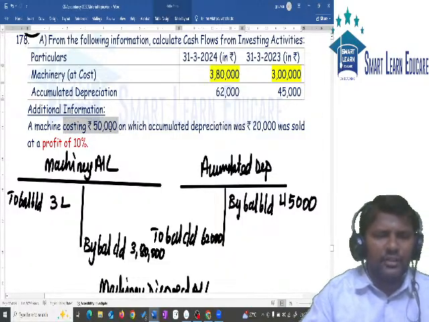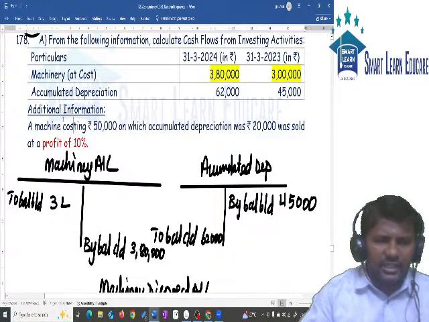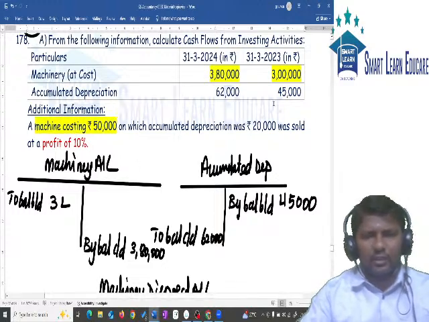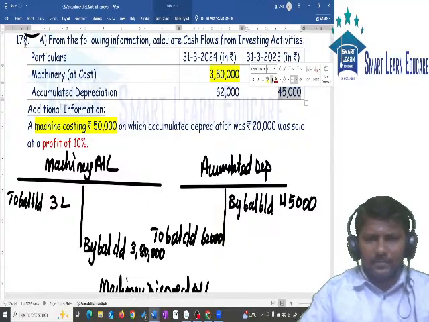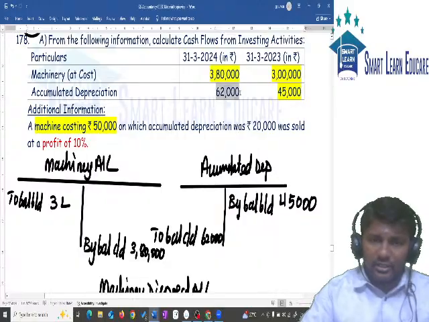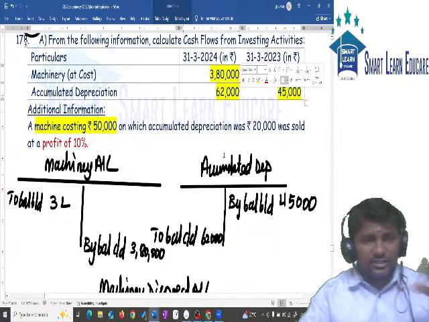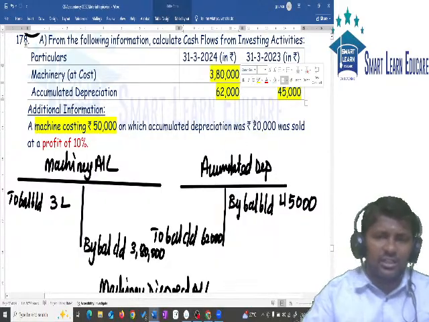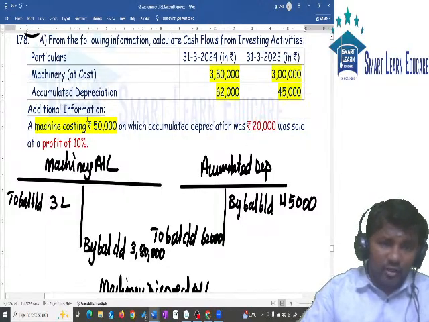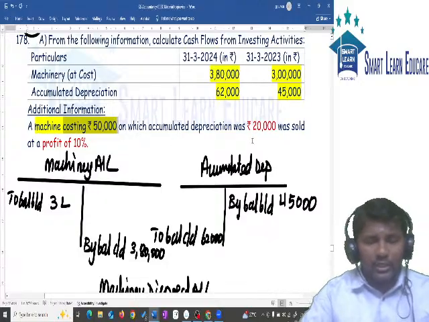Machinery costing 50,000. The machinery's cost price is 50,000. And accumulated depreciation on this machinery, how much is the depreciation which is already charged? 20,000 is the depreciation already charged. This is the machinery which is sold.